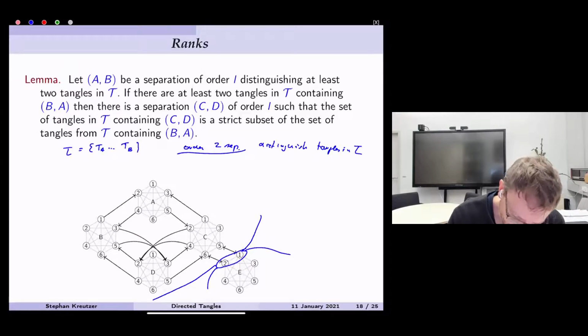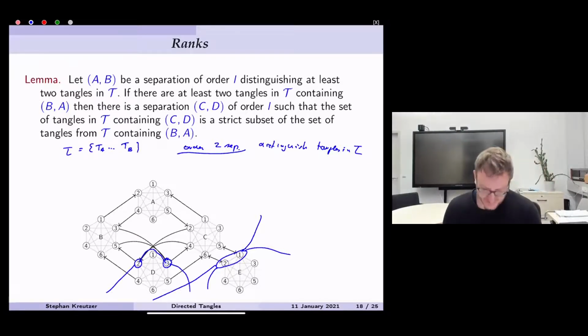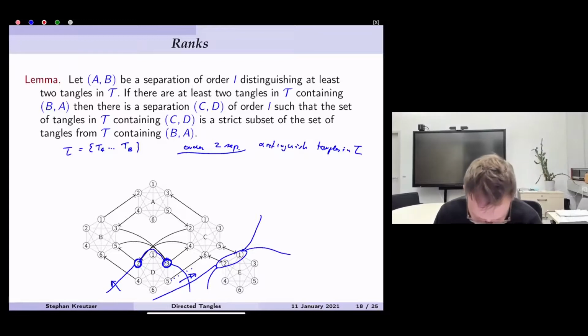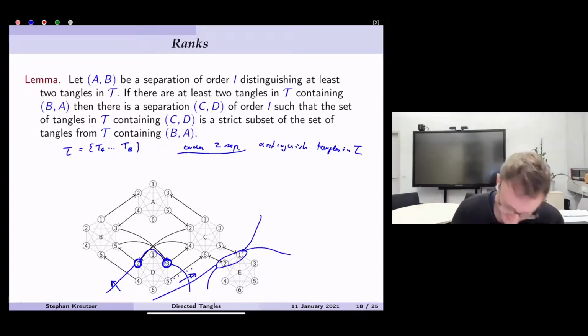And the same we could do here for D, let's say. Here we could just take these two vertices, and then we have this separation here. It separates D from all the other tangles. And this is outgoing, as it were, because we are sending edges out, as you see here, these edges here. But all the incoming edges end in one of these two vertices. But now if you look at B, then this is not possible.